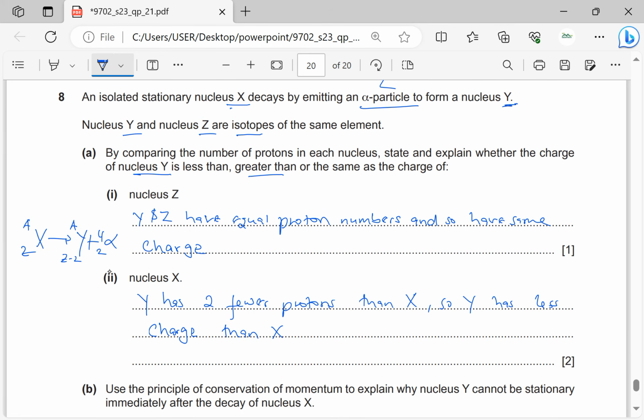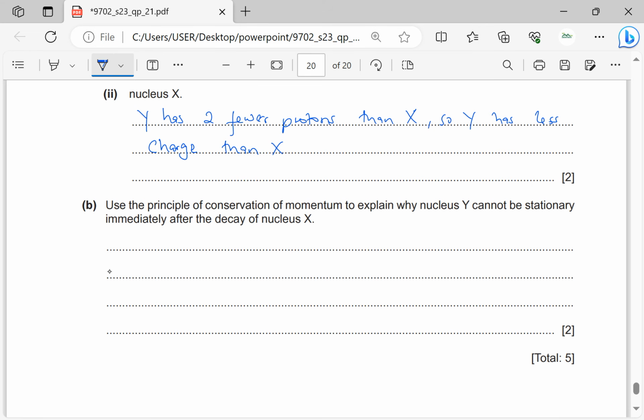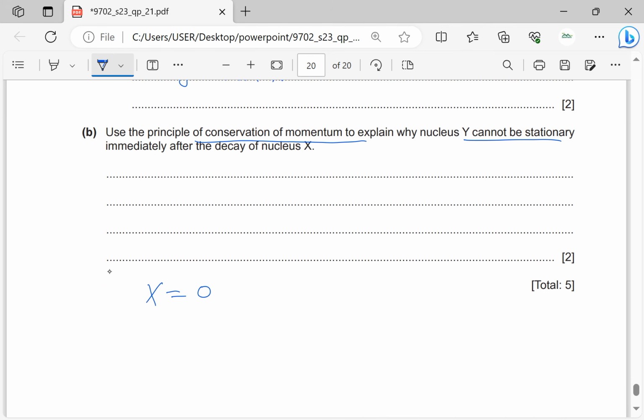And lastly, use the principle of conservation of momentum to explain why nucleus Y cannot be stationary. Remember, initially X was stationary, its initial momentum was 0. So if Y is also stationary while the alpha particle moves away with energy, then momentum will not be 0 finally. So for momentum to be 0, the alpha particle moves in one direction, the Y moves in another direction with equal but opposite momentum so that the total is 0.